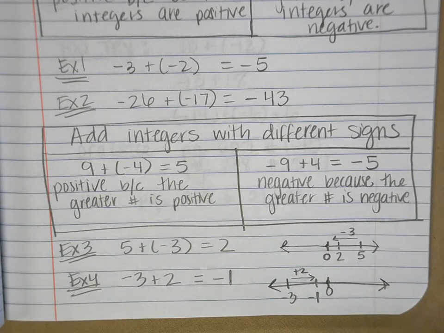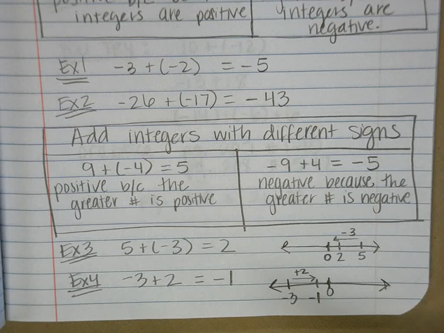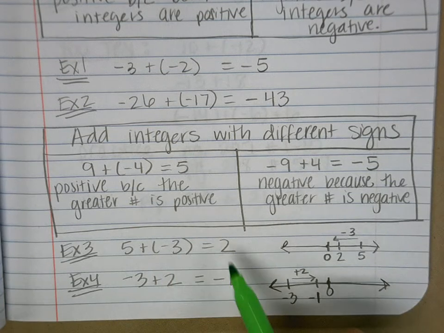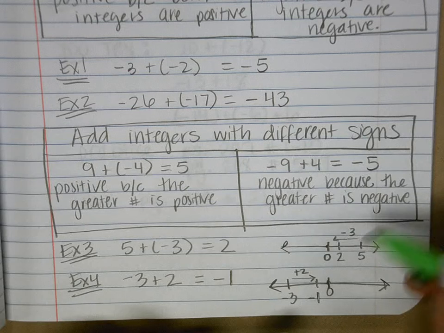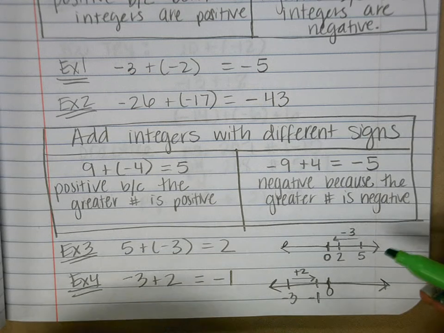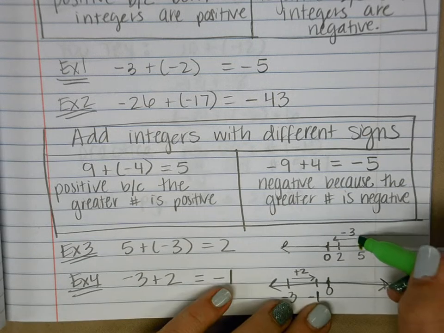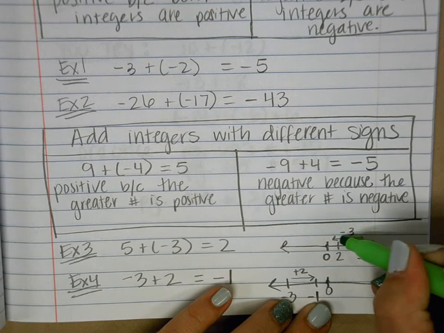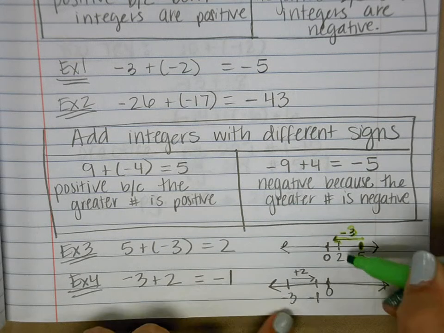Alright, so examples 3 and 4 show you how to do this on a number line. Example 3 says 5 plus the negative 3 equals 2. You would just put in some numbers. You don't have to put all your little points on the line, but you would start with the positive 5, right? Plus the negative 3. So that means we're going to go backwards 3, right? You see it? And that's 2.